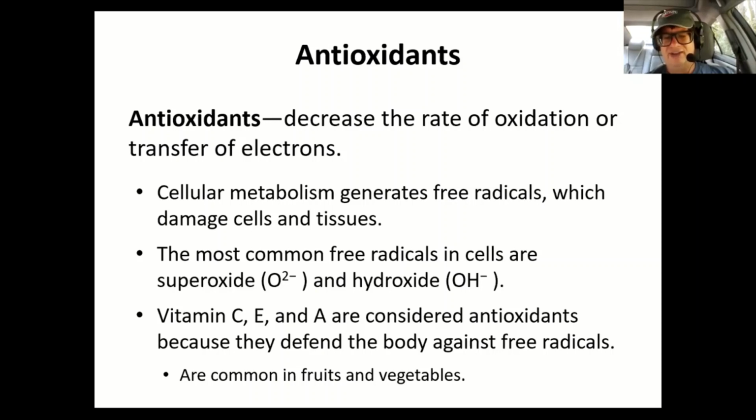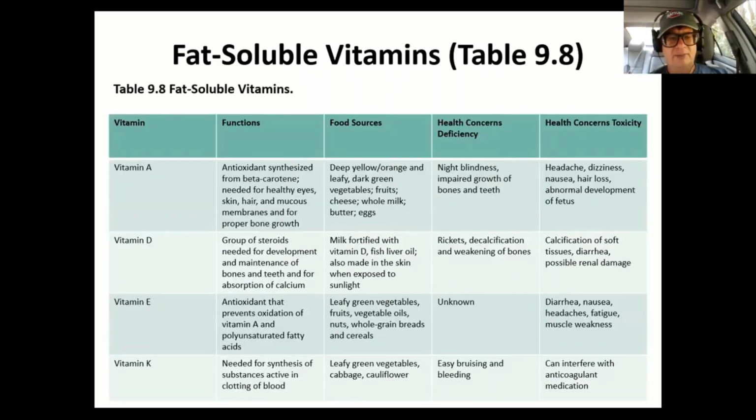So vitamin C, E, A, those are things you can get out of fruits and vegetables. If you eat enough of them, they donate the electrons, and the oxidants are not attacking the molecules that are part of your body. So basically, they're antioxidants because they give the oxidants something to do other than screw up your tissues. Let's move on. Here's the pretty table.